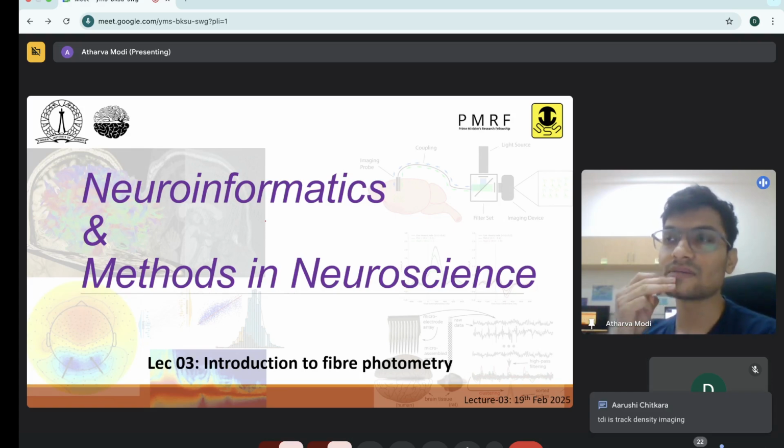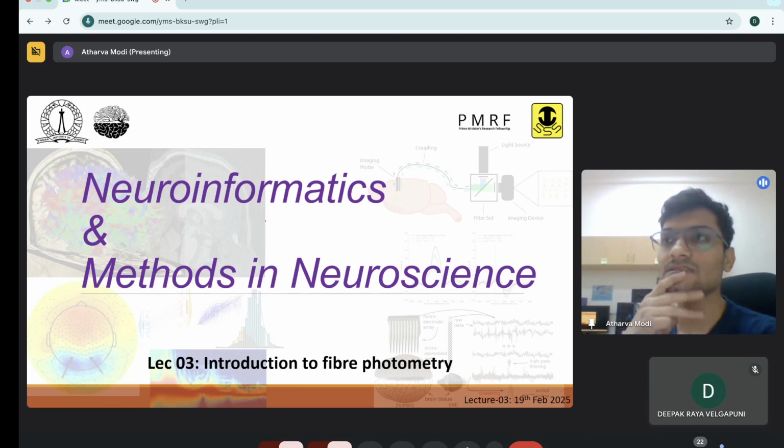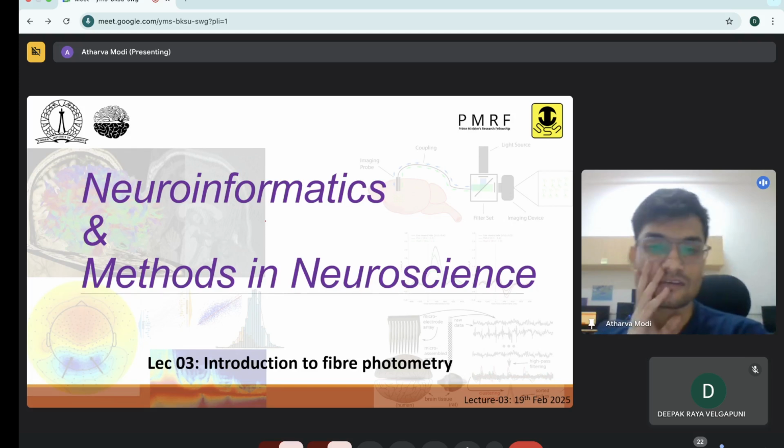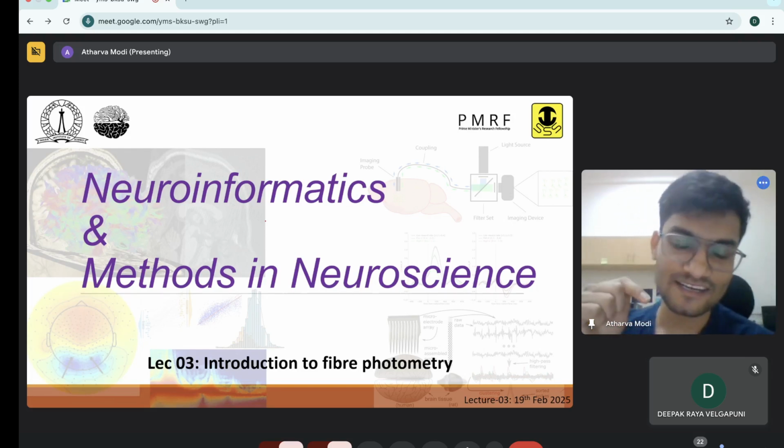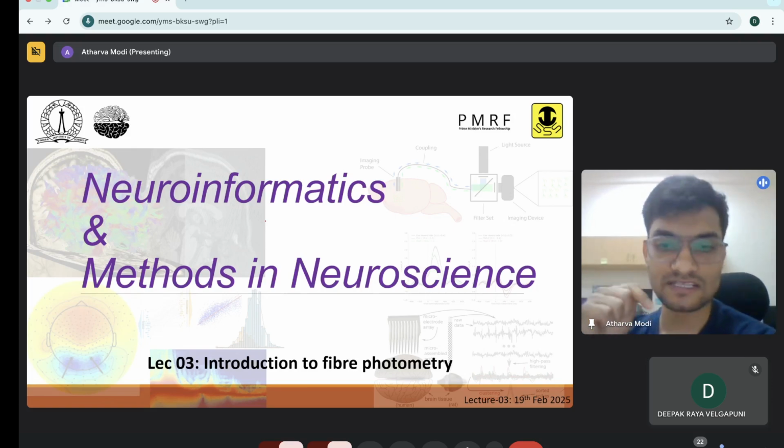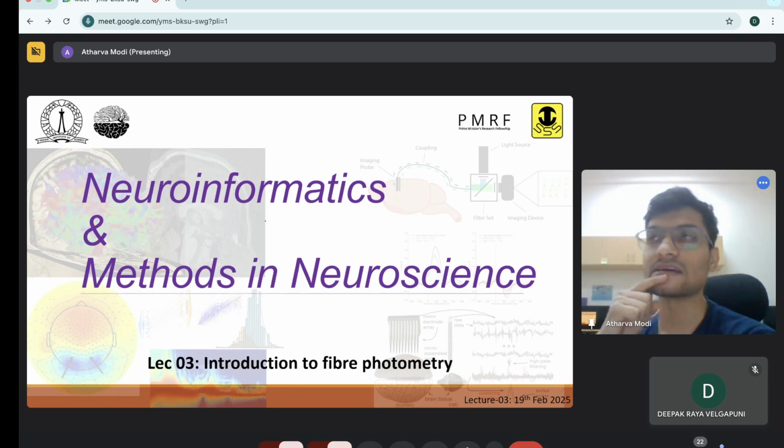Track density imaging. Okay, that track density imaging, I'm not fully aware of what that means, but if I have to guess, it's something related to the tracking of fibers in the brain. Calcium imaging, yes, calcium imaging. You are now using light to measure the activity inside the brain in calcium imaging.